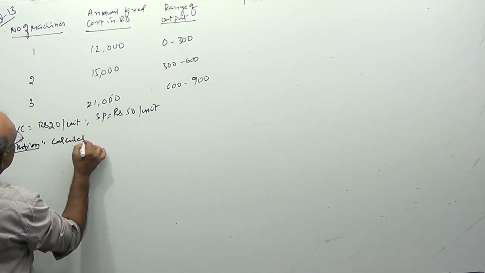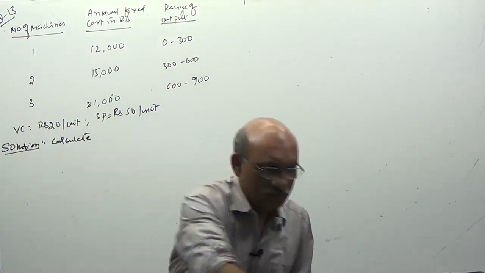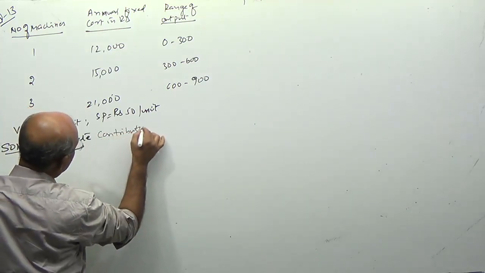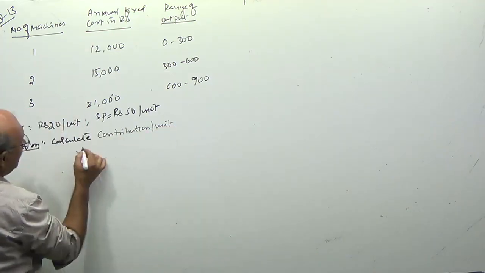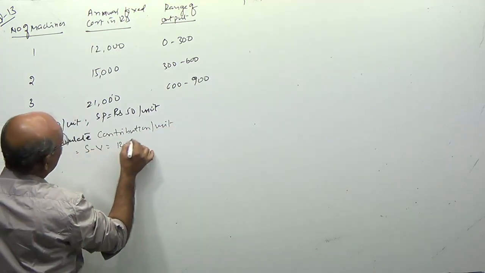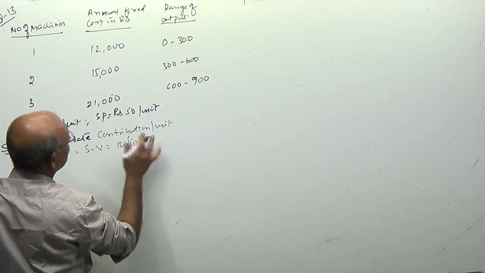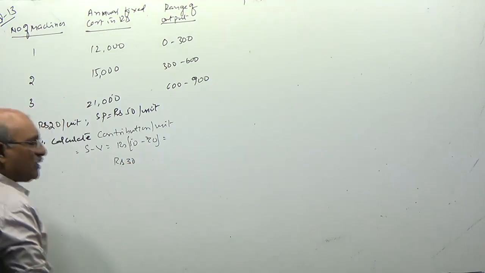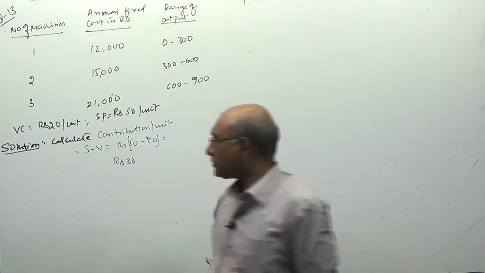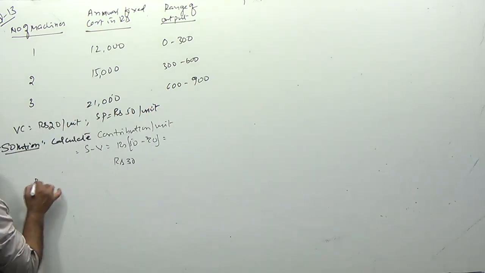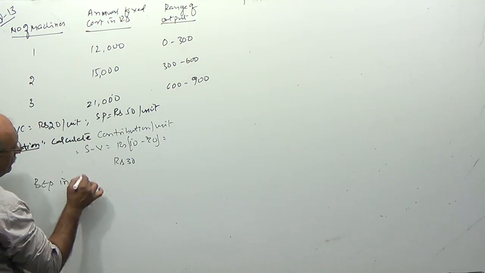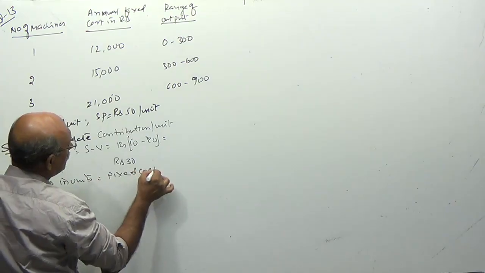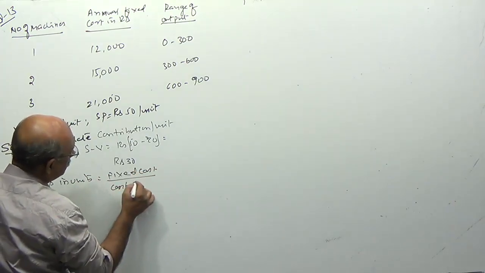Calculate contribution per unit. That is S minus V. Rupees 50 minus 20 is equal to rupees 30. Contribution per unit is equal to rupees 30. Break-even point in units is equal to fixed cost divided by contribution per unit.